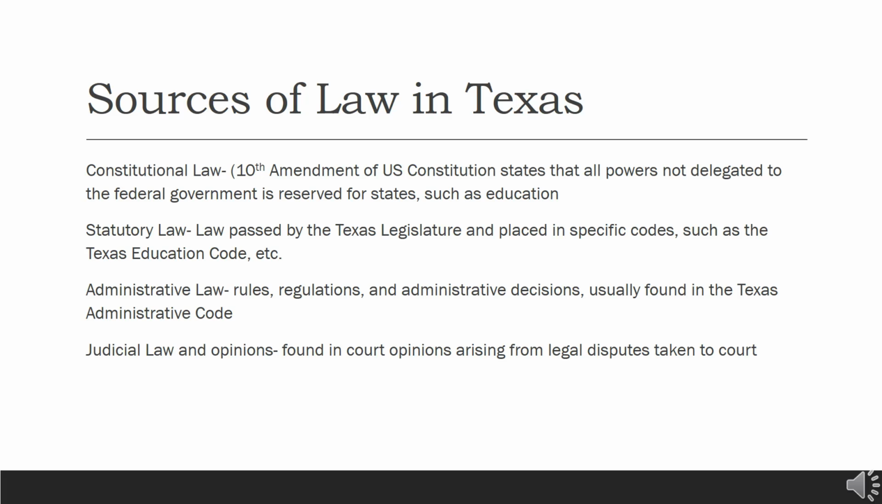In Texas, our sources of law and policy come obviously from constitutional law, statutory law that's passed by the Texas legislature and placed in various codes, whether it's the education code or the administrative code. Administrative law is usually found in the administrative code, sometimes written by various agencies and published for opinion. Also, judicial law and opinions, especially at the state Supreme Court level, have taken issues and tried to define them so that they may be implemented into policy.